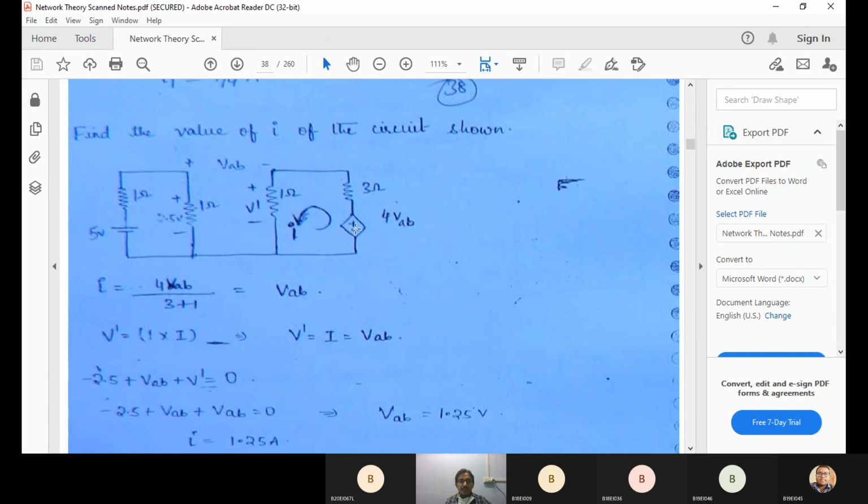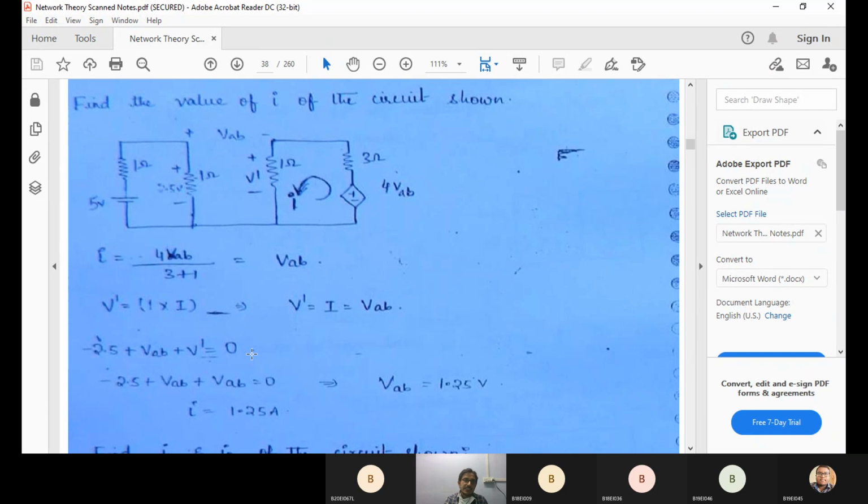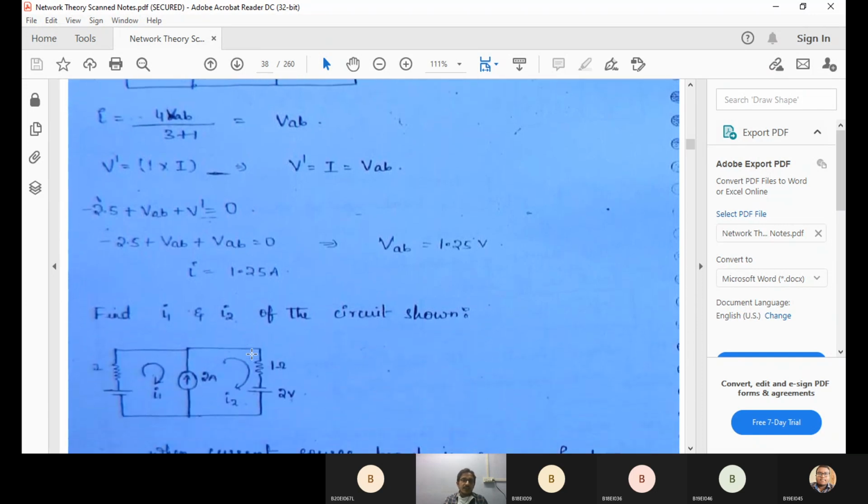dependent source. What type of a dependent source it is? Voltage dependent voltage source. Voltage of VAB, this voltage. And it is also a voltage source. This is voltage dependent voltage source. We can apply this equation and find out the value. You can try. This is in the page number 38. You can try for it. If you have any problem, we can discuss in the next class.